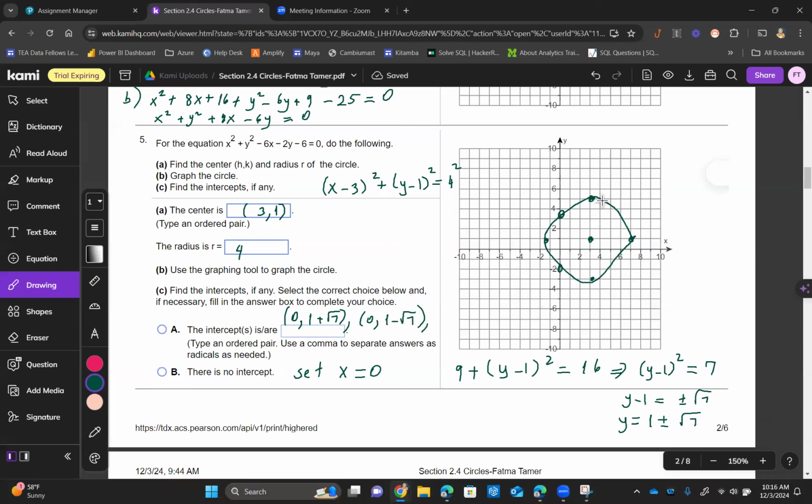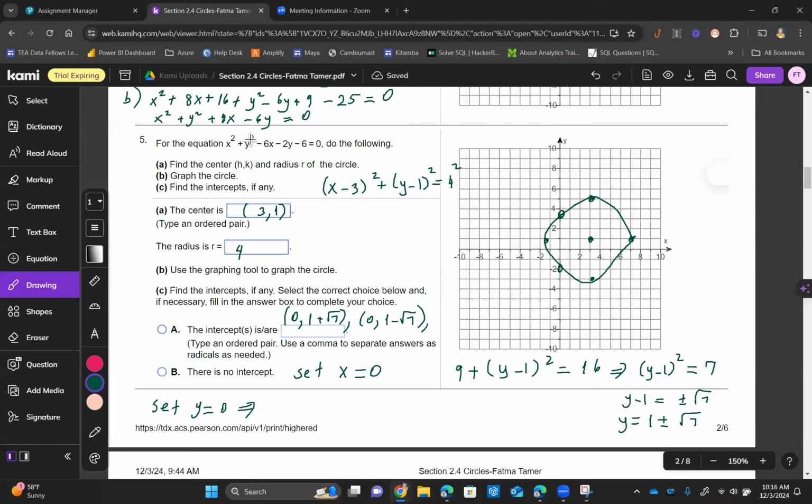Similarly, we will now find the x-intercepts by setting y to be 0. So now when I set y to be 0, in this equation, it's easier, but if you want to use this one, you can also use this one. It's up to you.